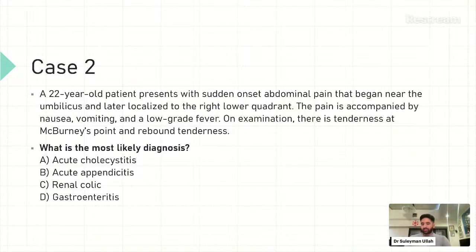So the next case, I'm not even going to wait for you guys to answer for this. You should all be able to get this one. 22-year-old patient, sudden onset abdominal pain that begins near the umbilicus, a central abdominal pain, which then moves into the right lower quadrant. Pain associated with nausea, vomiting, low-grade fever. On examination, tenderness at McBurney's point, rebound tenderness. I couldn't have made it any more obvious.